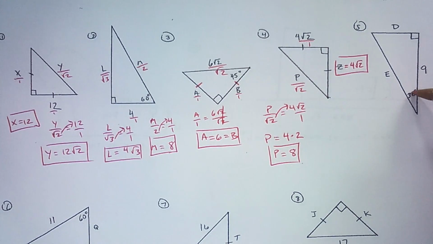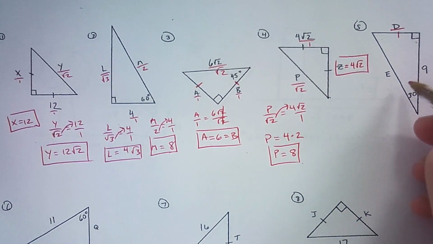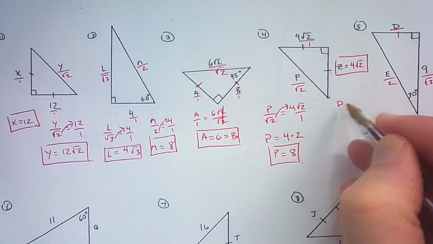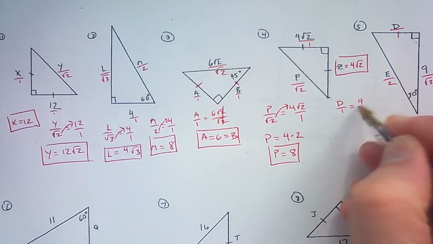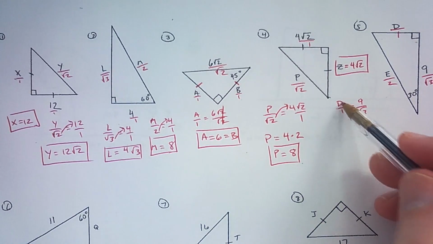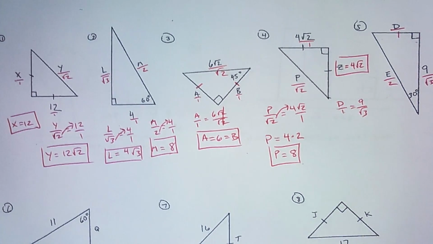Here is a 30, 60, 90. The short leg is to 1 as the hypotenuse is to 2 as the longer leg is to the square root of 3. So I have D is to 1 as 9 is to the square root of 3. Now D over 1 is really just D. Okay, so D is already by itself.